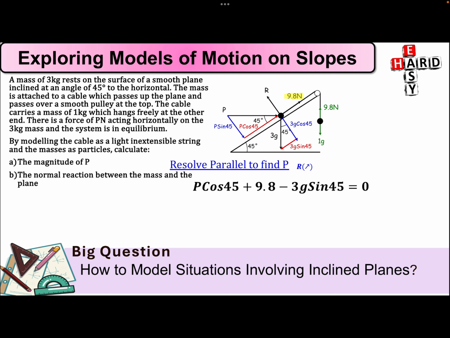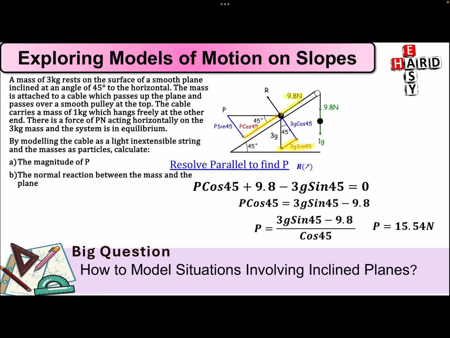So we start with P cos 45, the horizontal force going in the positive direction. And we add the tension, which we worked out is 9.8. And we need to subtract the opposite force in that case, which is 3g sine 45. We want to rearrange and work out the value of P. So we divide everything by cos 45 and use the calculator, type it in, work out the value of P, and give your answer in newtons as well. So we have worked out the value of P for part A.